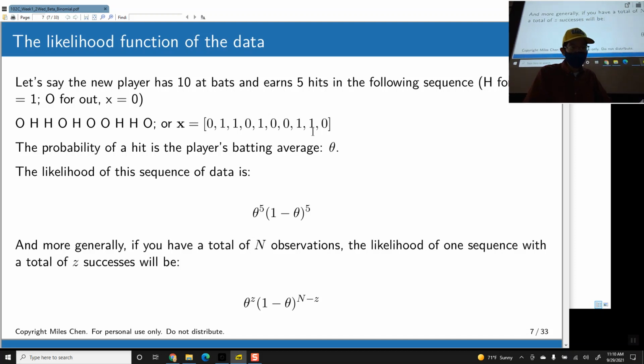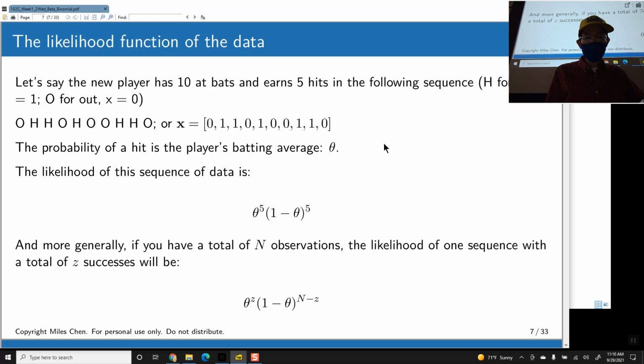Okay, and so let's see, these are the outcomes, right? We'll say O for out, H for a hit, okay? And so H will be X equal to 1, O will be X equal to 0. And so we get 0, 1, 1, 0, 1, 0, 0, 1, 1, 0. Okay, that's the sequence that we get.